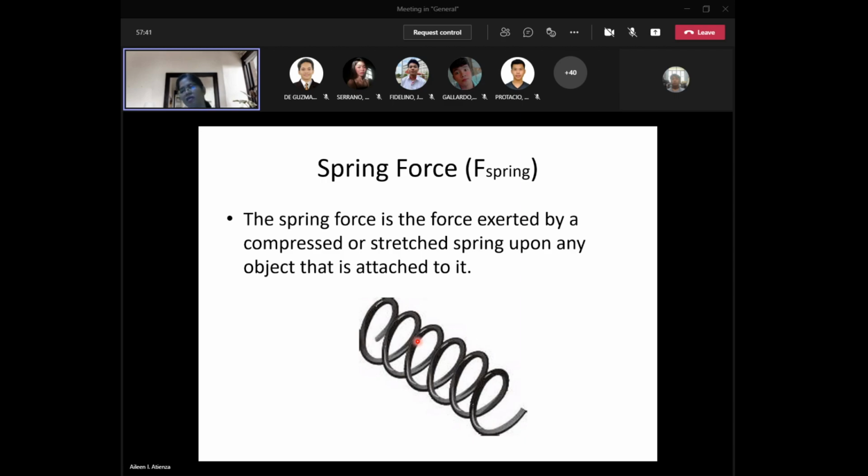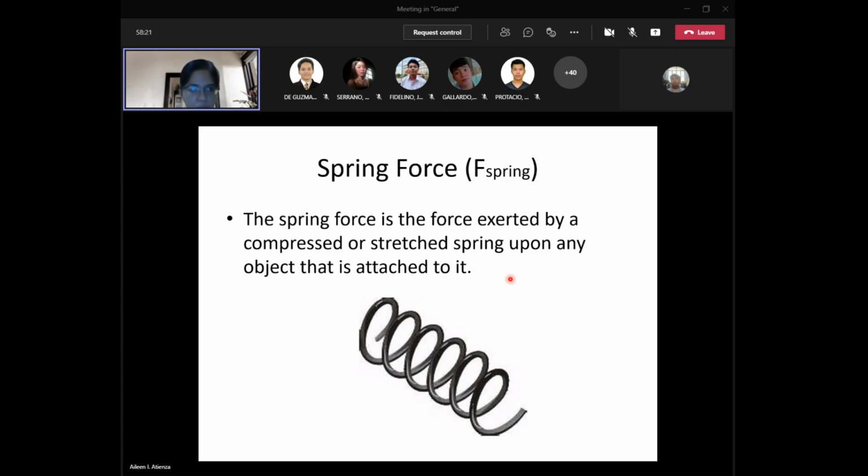Okay? And if you are compressing the spring, kinocompress mo yung spring, you are pushing the spring. So, we have a push and a pull at the same time. Therefore, we have force involved. And to be particular, we have the spring force. Okay? So, the spring force is the force exerted by a compressed or stretched spring upon any object that is attached to it. Okay? So, if you hang a certain mass, you are pulling the spring. But you can also push the spring if you want to compress.